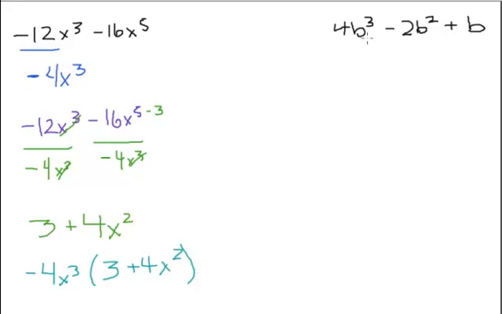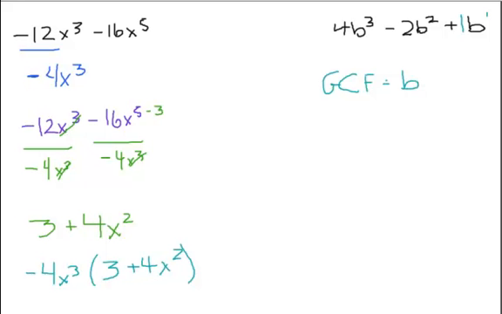This here is 4b cubed minus 2b squared plus b. Now looking at the numbers, there's a 4, there's a 2, and then there's technically a 1 there. So there's no greatest common factor between these numbers. So now let's look at the variables, my b's. I have a b to the cube, b to the 2, and b to the 1. Out of all my b's, the smallest exponent is 1. So my greatest common factor is just b, or b to the 1.